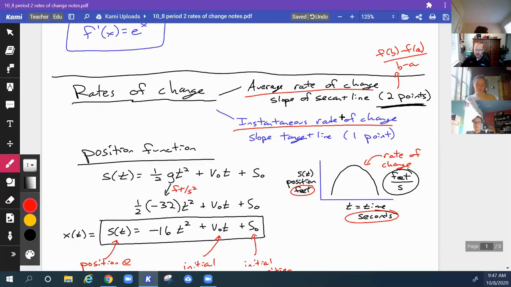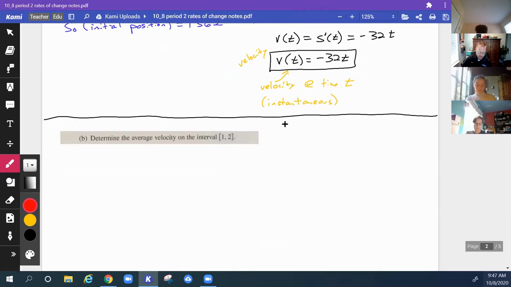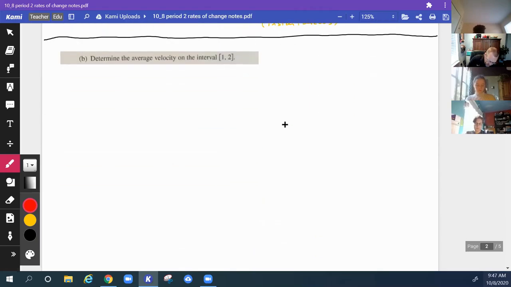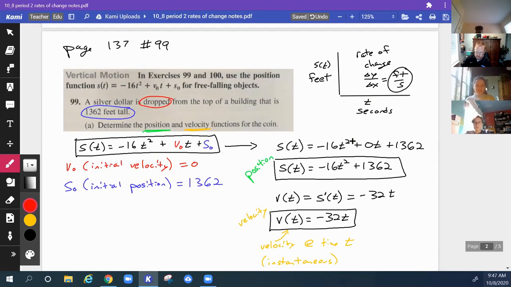Whenever I see the words average velocity or average rate of change, I'm using f of b minus f of a over b minus a. So in this example down here, I want to determine the average velocity. That is going to be s of b minus s of a over b minus a. Remember, you want your final answer to be velocity, and velocity is measured in feet per second.